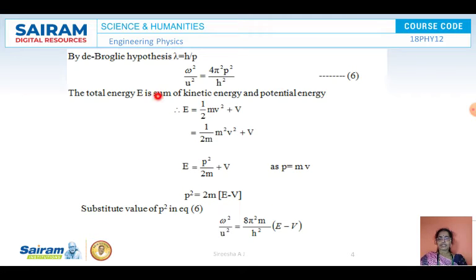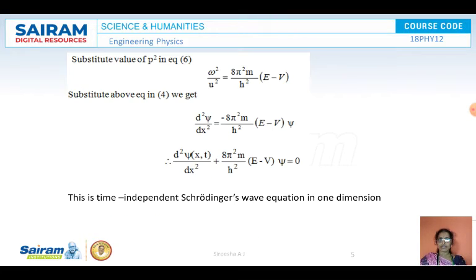Now here we know that as per de Broglie's hypothesis, every moving particle is associated with a wavelength lambda equal to h by p. Now from here we can write omega square by u square is equal to 4 pi square into p square by h square. This we are substituting, the value of lambda.